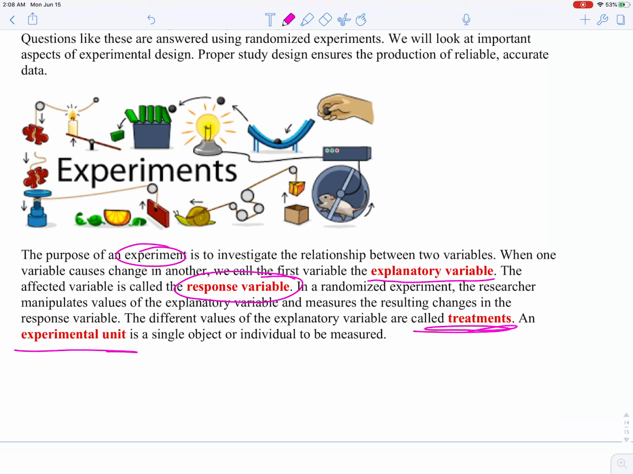All right. And one last term here, experimental unit. It's just the object or individual to be measured. Okay, the person or the thing or whatever you're studying in the experiment. Those are the experimental units.